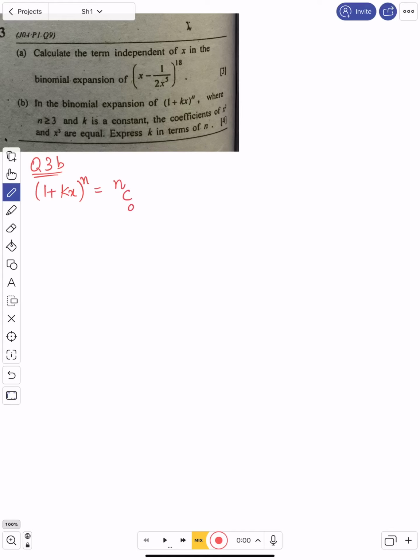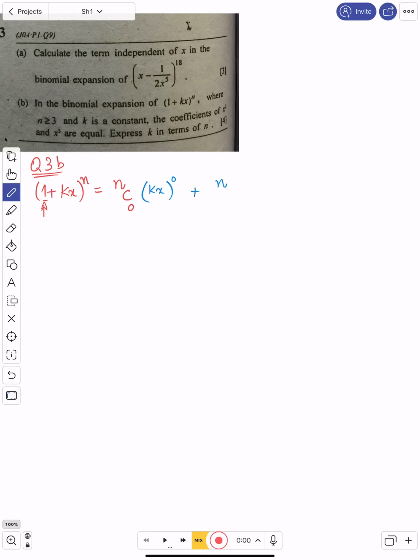nC0, whenever we have 1, we do not include this 1 in our expansion, because we are not writing it. So in the expansion I'm using the black one, a blue one. So kx, that's (kx)^0.